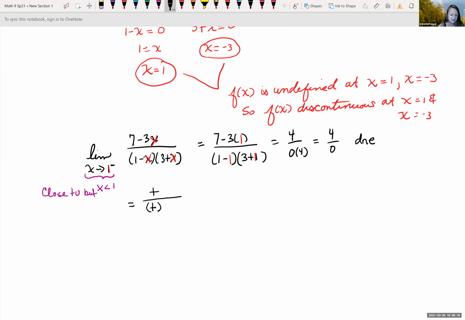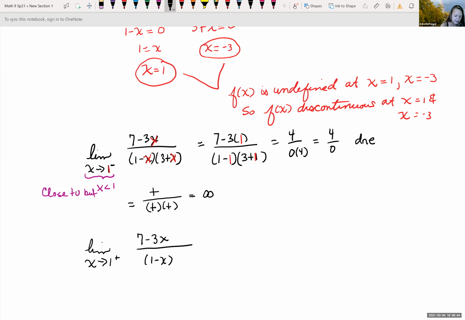And 3 plus a number smaller than 1 is also positive. So thinking about it, if my numerator is positive and my denominator is both positive, then this is going to be going to positive infinity. Or if I looked at the limit as x approaches 1 on the right-hand side, let's see if it's blowing up or if it's shooting downwards as we approach 1.